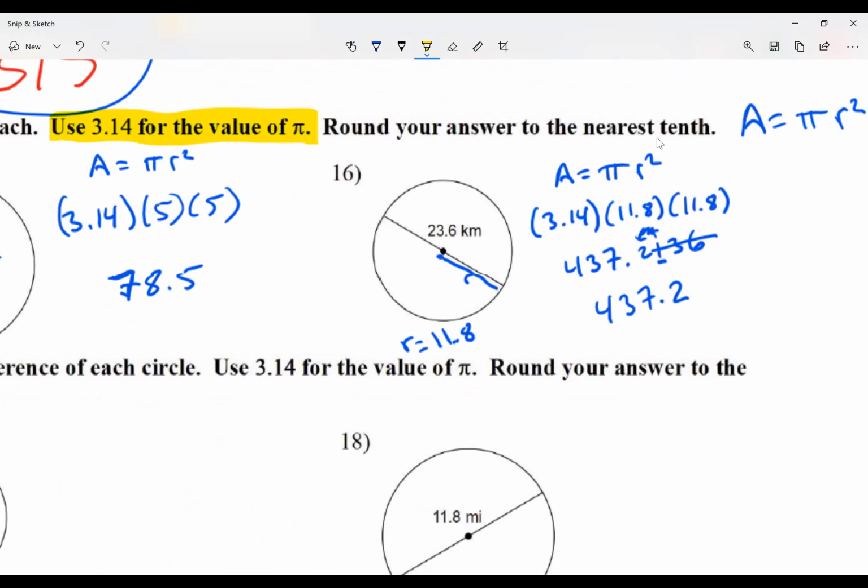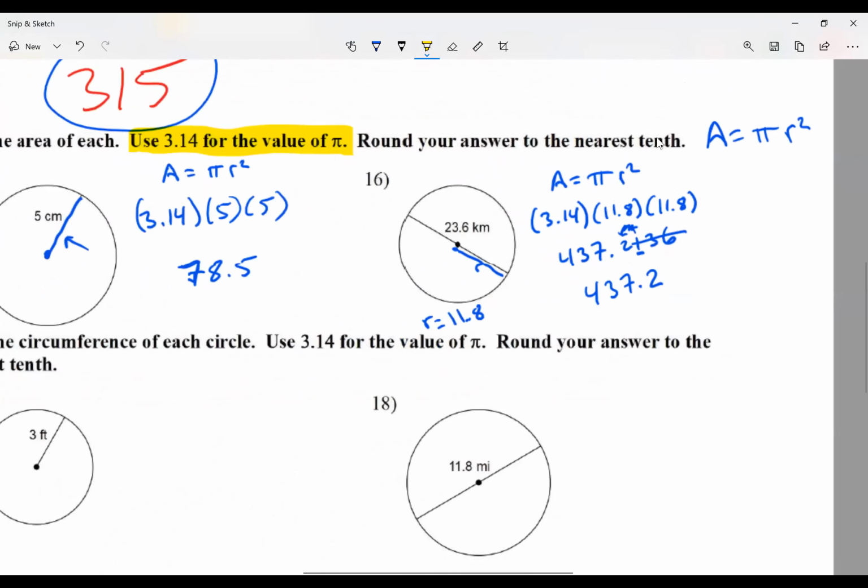One thing I'm going to say, and let me emphasize, use 3.14 for the value of pi. I know some calculators have the key that says pi. Don't use it. Your number will be a little bit off. It will be a little more accurate, but 3.14 is a little less accurate, and I want us to be able to use any type of calculator. So for all of us to be consistent, I want us to use 3.14.